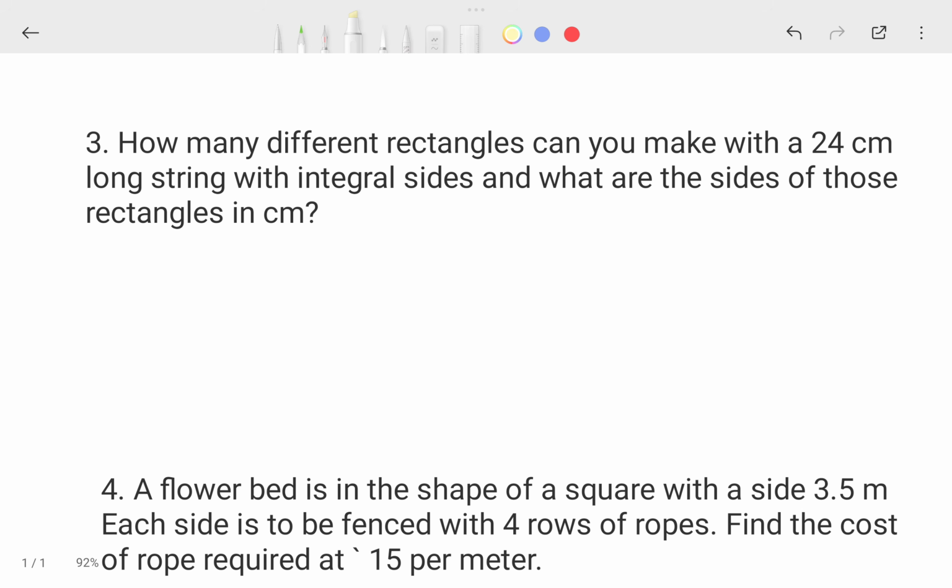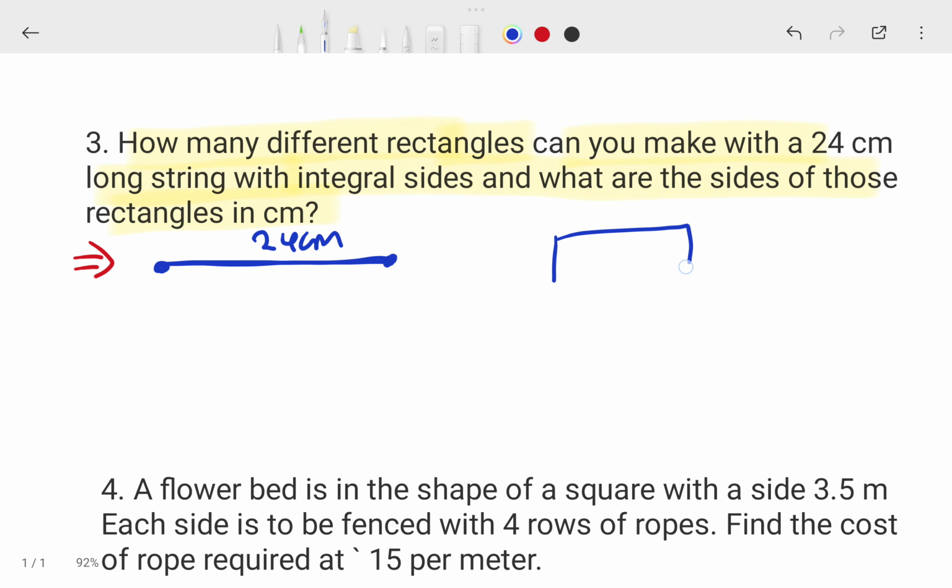This third question is telling: how many different rectangles can you make by a 24 centimeter long string, and what are the sides of this rectangle in centimeters? The question is very simple. Let's suppose you have a 24 centimeter long stick. By using this 24 centimeter long stick, how many rectangles will you make? And you also have to give the sides, like this is 10 centimeter, and this is also 10 centimeter.